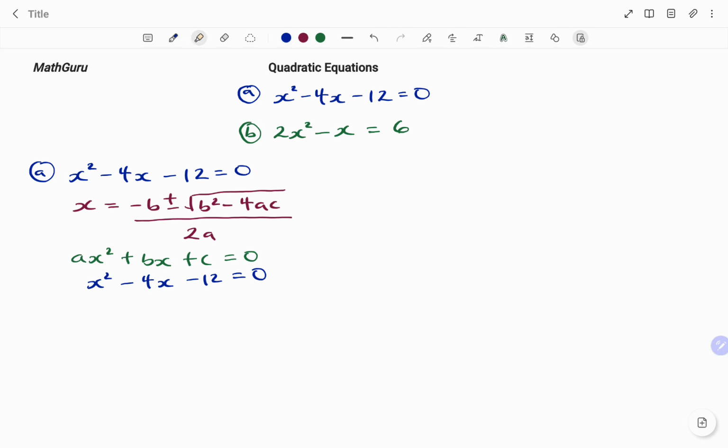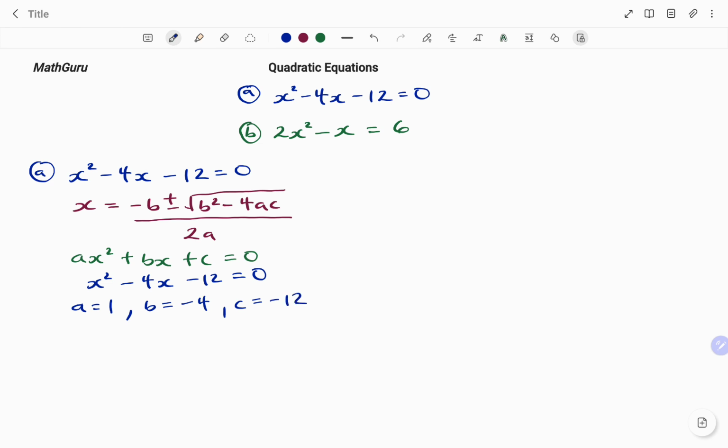You can see that the coefficient of x squared, which is a, is 1. The coefficient of x, which is b, is negative 4. And your constant term c is negative 12. You must always make sure that your equation merges with the standard quadratic equation. So from there, I can state that the value of a is positive 1, the value of b is negative 4, and my constant term c equals negative 12.